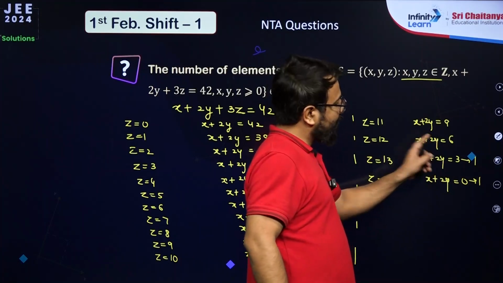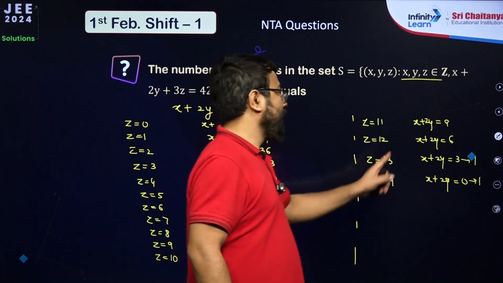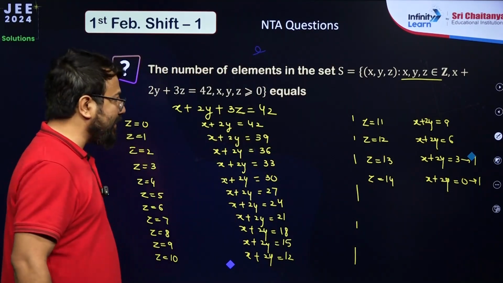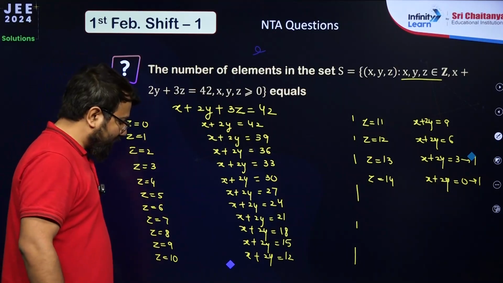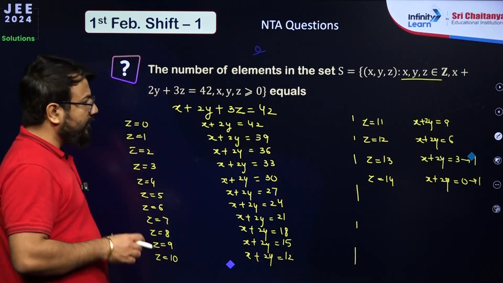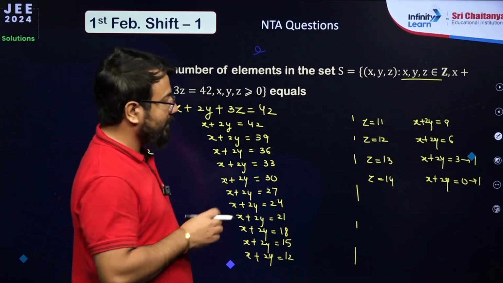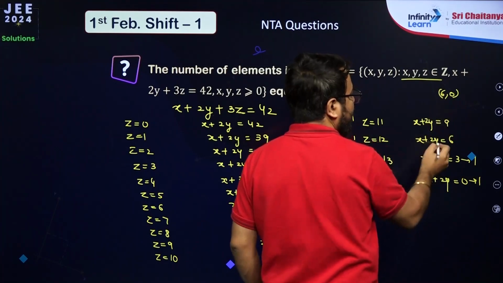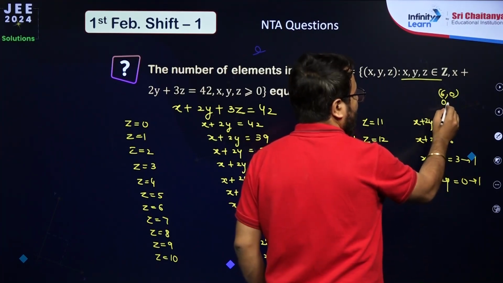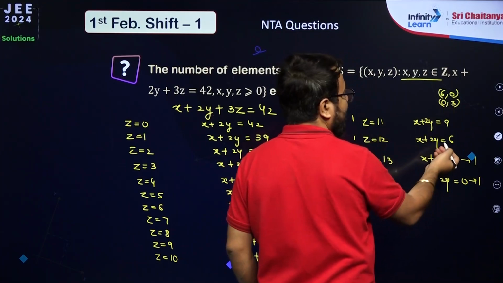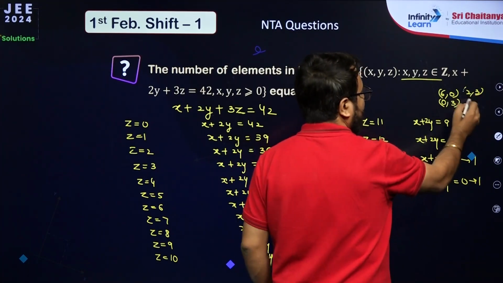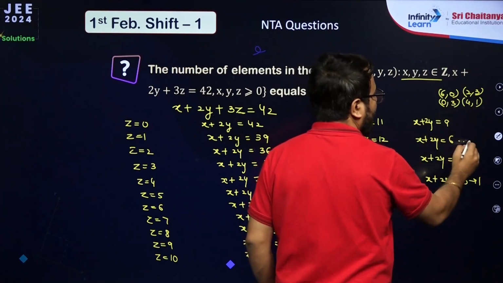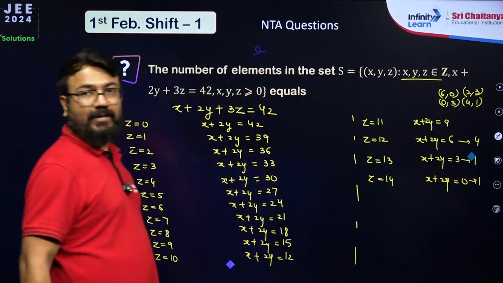Then 0 comma 3, that is another possible case. 6 comma 0, that is another possible case. So basically there are 3 solutions for z is equals to 12. Are you able to understand this? Sorry, 4 solutions would be there. Let me tell you. One is 6 comma 0. Other is 0 comma 3. Third one is if I place the value of x as 2, then y will be 3. And if I place the value of x as 4, then y will be 1. So these are the 4 solutions. Are you getting my point?